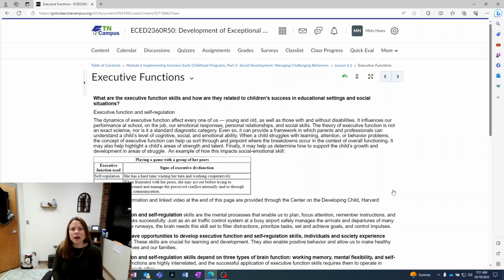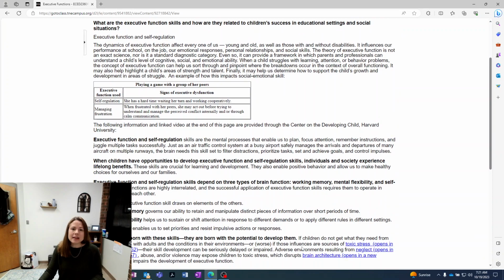So it's important for us to look specifically at executive function because it can help us really narrow down and pinpoint where the breakdown is so we can support them. Okay, and it will even highlight what their strengths and talents are, and then we can use that to help support maybe those areas of struggle, right?